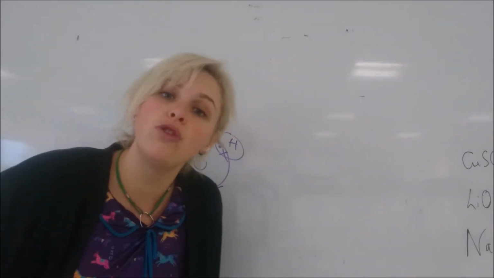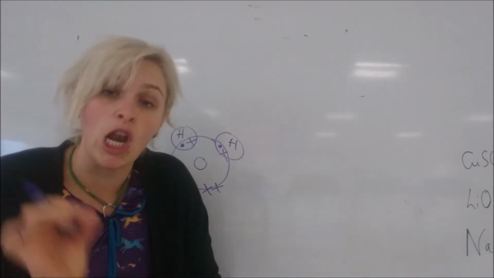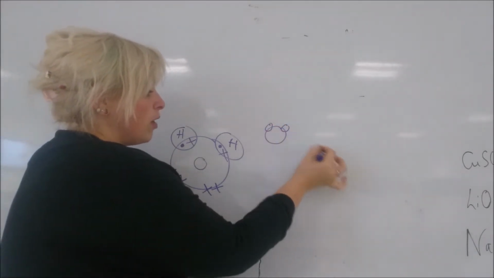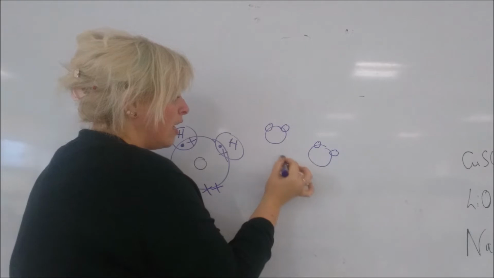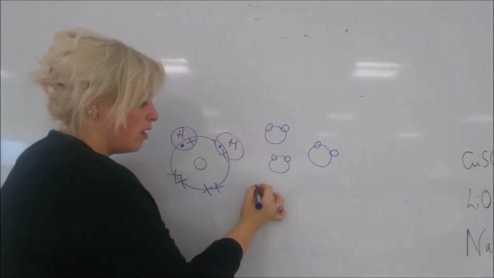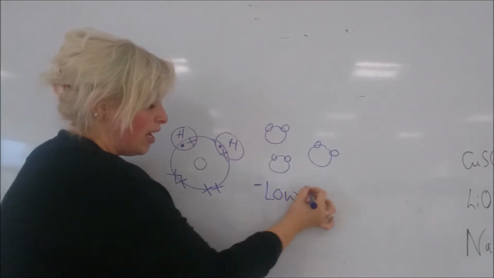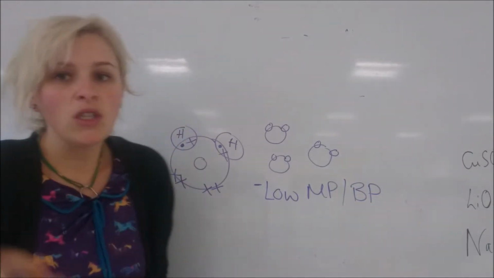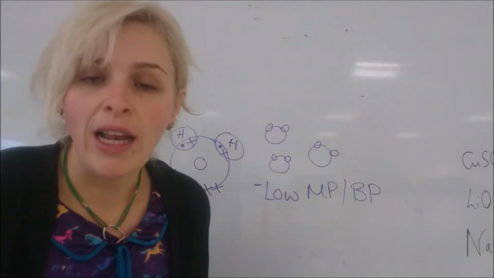Now, something we know about water is it has a low boiling point and a low melting point. Okay. I'm just going to draw some smaller molecules so you can see. Now, the reason that it has the property of a low melting point or a low boiling point, it's not got anything to do with breaking the covalent bonds.